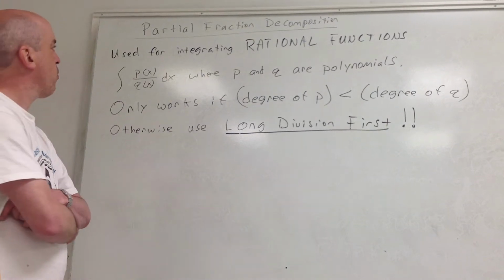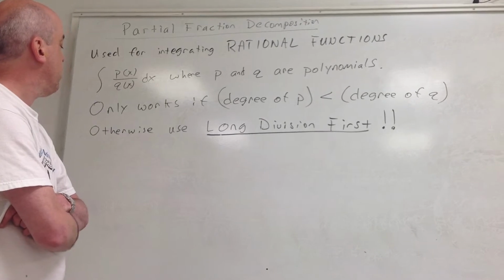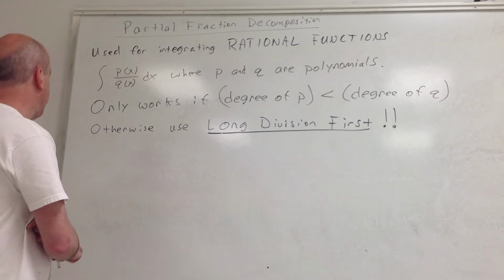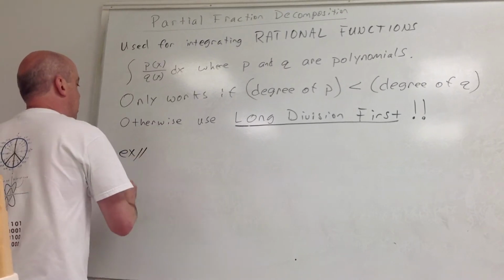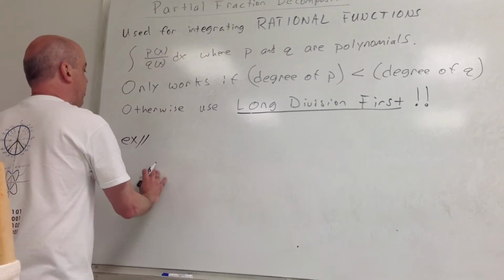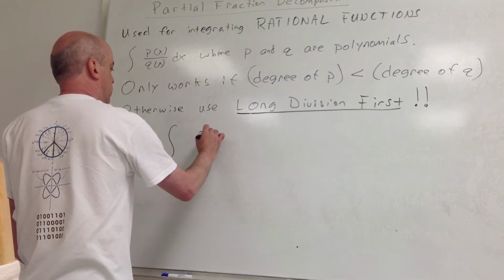Okay, so this is our fourth video on partial fraction decomposition, and on this one I would like to give you an example where the denominator of the fraction has what's called an irreducible quadratic factor. So let's just make one up here.